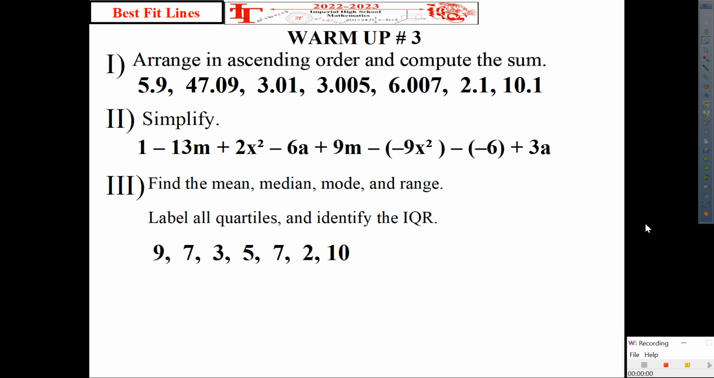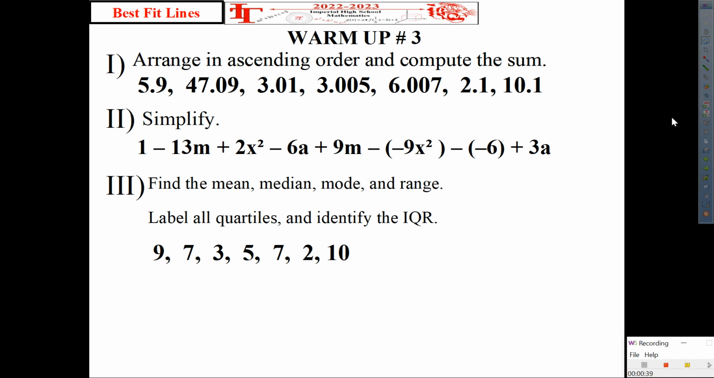Warm-up number 3 is on the screen. Once again, we're still doing a vast review. Number 1 says arrange in ascending order and compute the sum. Number 2, simplify an expression. And number 3 says find the mean, median, mode, and range, and also label the quartiles and identify the IQR of 9, 7, 3, 5, 7, 2, 10. I'll give you some time for that. Copy that and go.